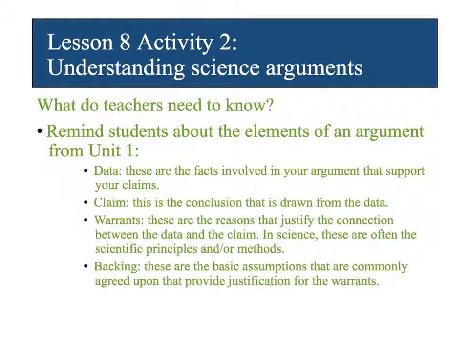We're going to get them started by doing a little refresher. So in Science Unit 1, they learned part of Toulmin's argument structure, where they looked at data, claim, warrants, and backing. So spend a little bit of time reviewing those elements with them again. So, the data are the facts, the claim is the conclusions that are drawn, and so forth. And then they're going to apply that to an article.